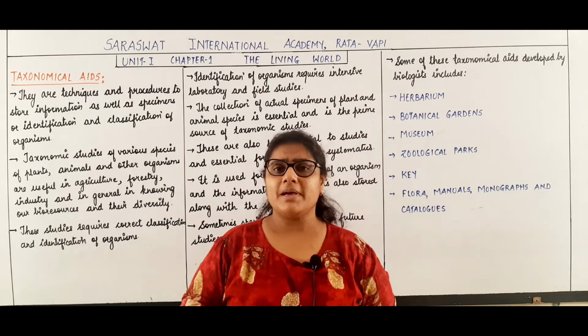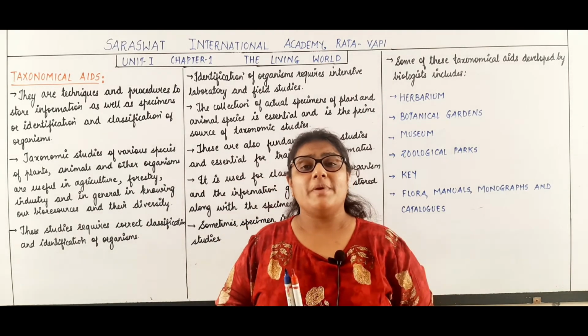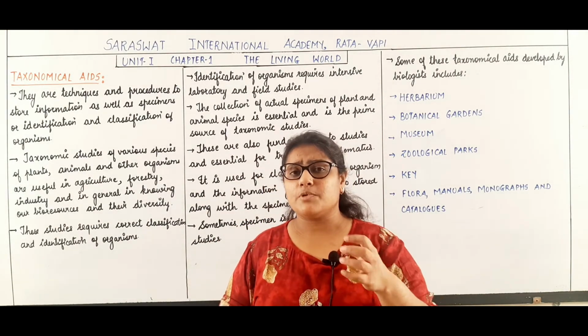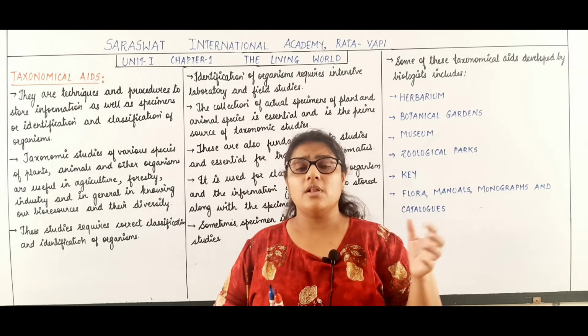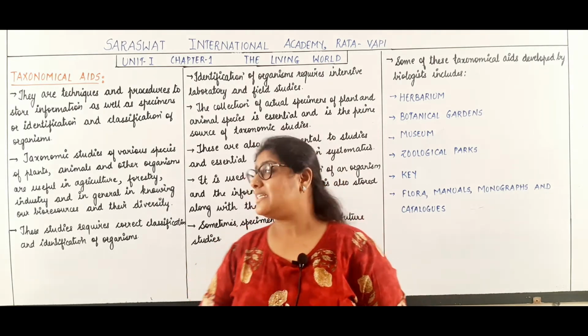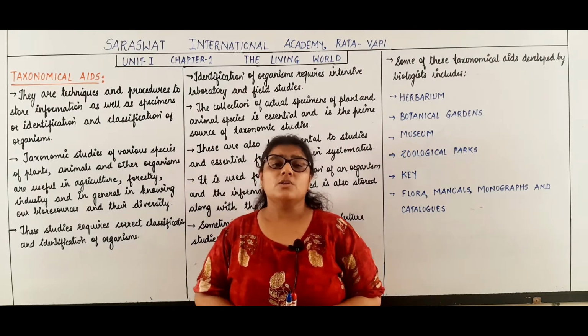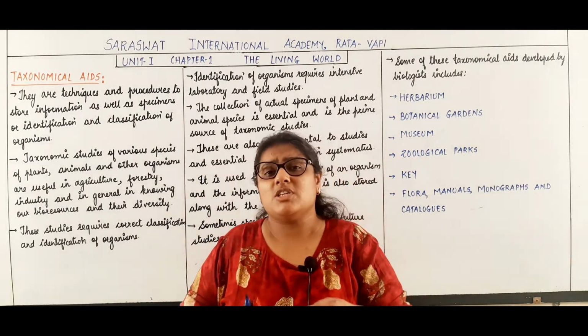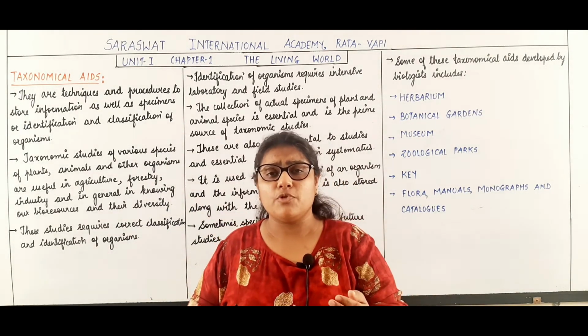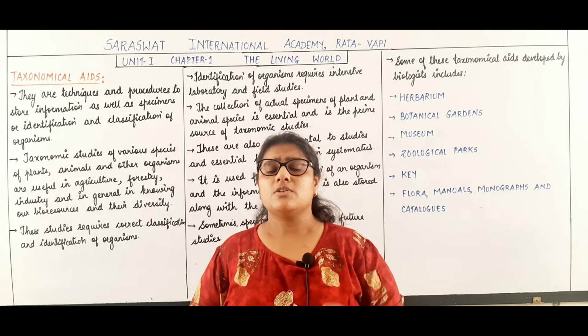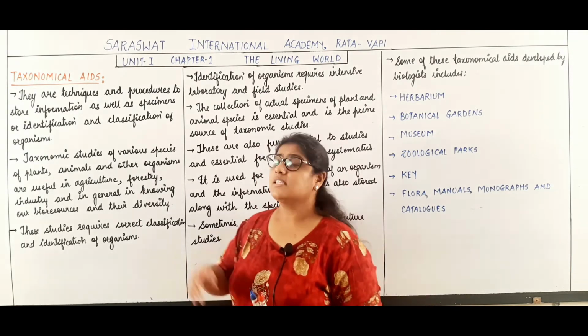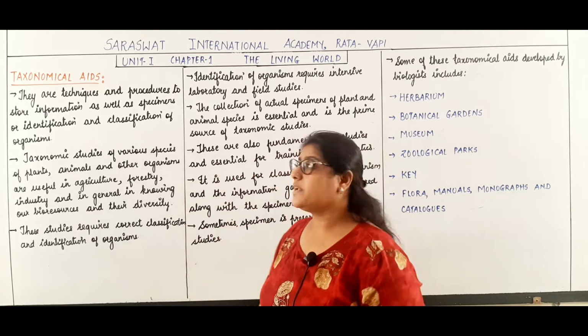So what do you mean by the taxonomical aids? Basically they are the techniques and procedures which will be helpful for the taxonomical studies. Aids means help. So the techniques, the procedures, the specimens which will be helpful to us for the taxonomic studies, what are they called? They are called the taxonomical aids.